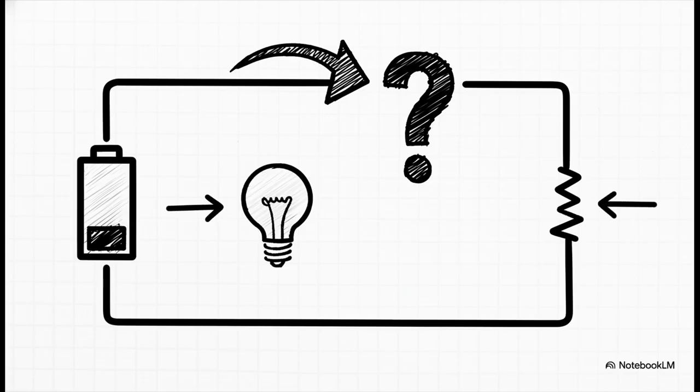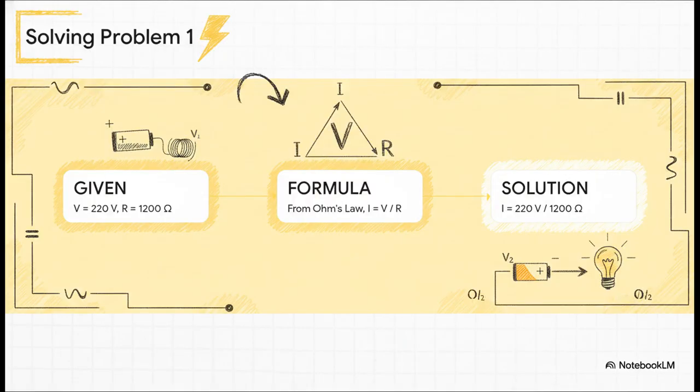We've got a voltage of 220 volts and a resistance of 1200 ohms. The question is, how much current is flowing? So, how do we attack this? Let's use a simple, foolproof method. First, write down what you're given. Voltage is 220, resistance is 1200. Easy. Next, what's the formula? We know V equals IR, so we just need to rearrange it to solve for I. That gives us I equals V divided by R.